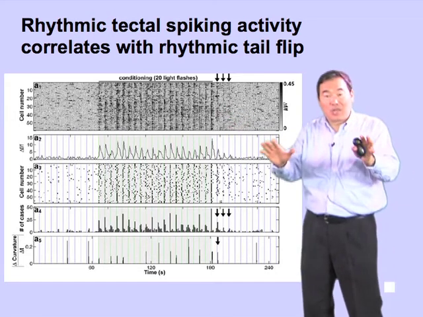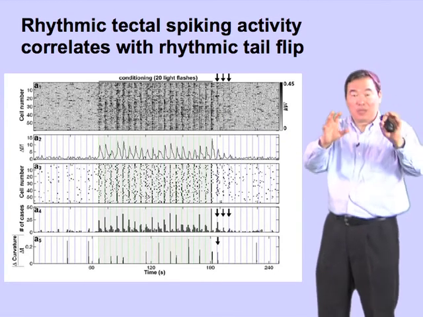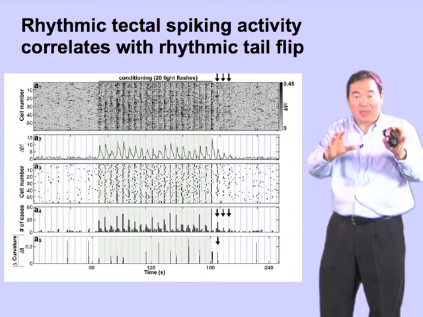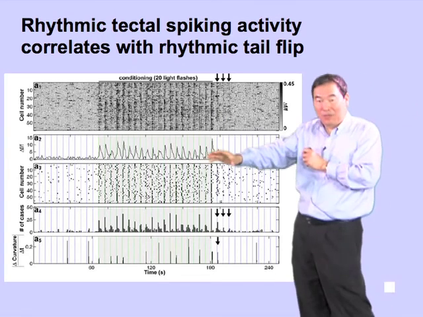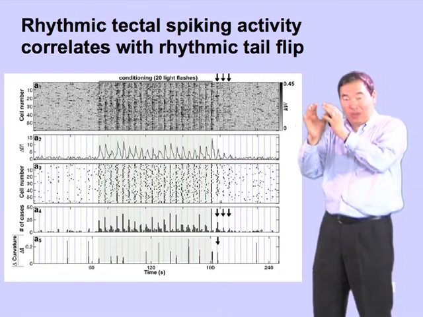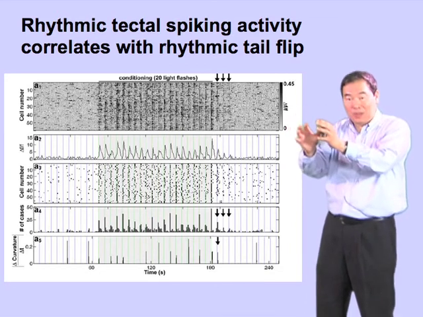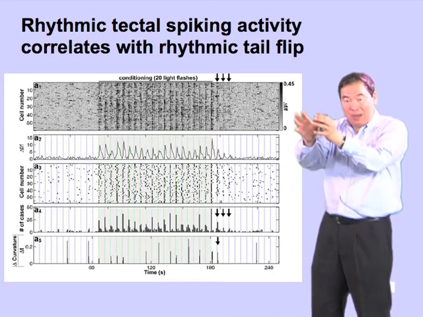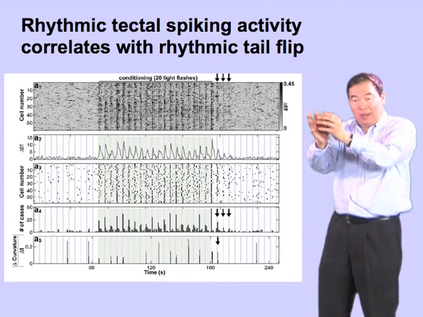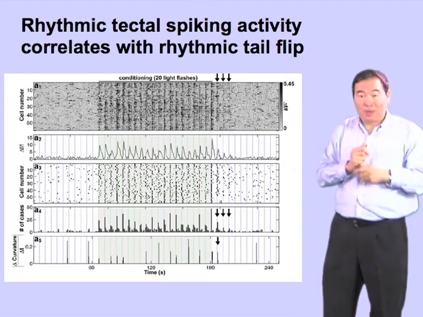Now this doesn't prove that the calcium signal or the spiking is responsible for the tail flip, but there's a tight correlation. This is the first stage where the sensory information is processed. There's a memory in the tectum that is correlated with their behavioral response. So it's likely they are related.